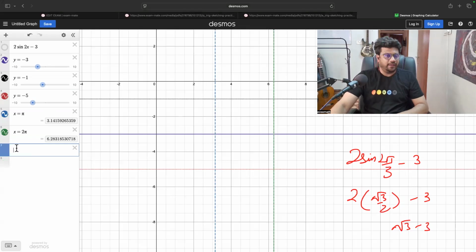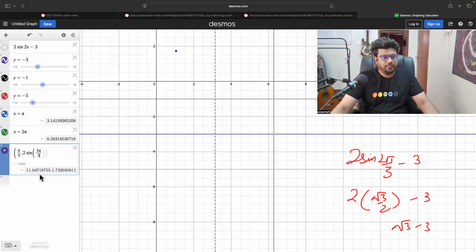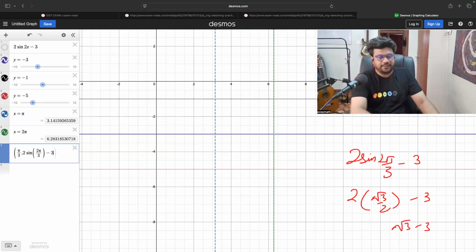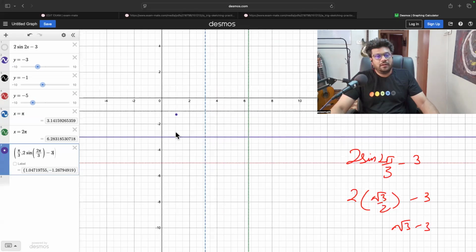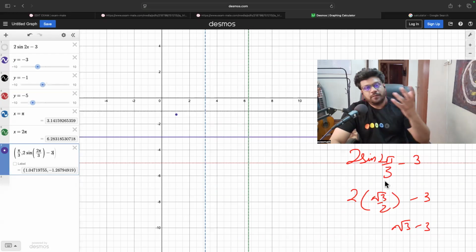And of course, I will find it and locate it here. Let's see. Pi by 3, comma, 2 sine of 2 pi by 3 minus 3. And it's a negative 1.26. So there it is.